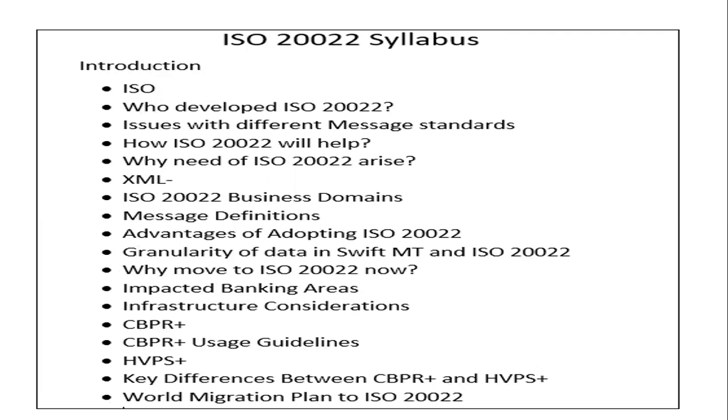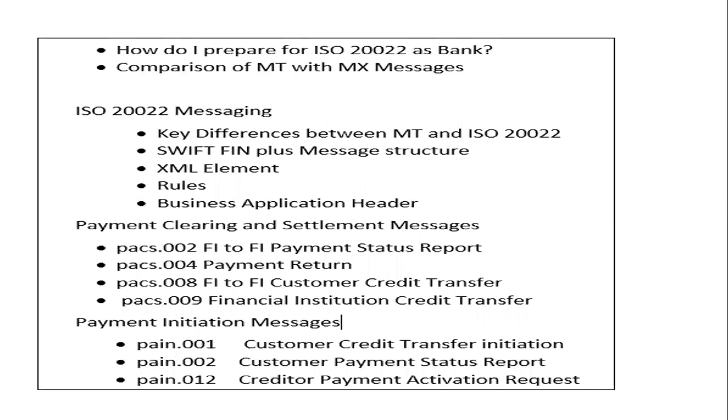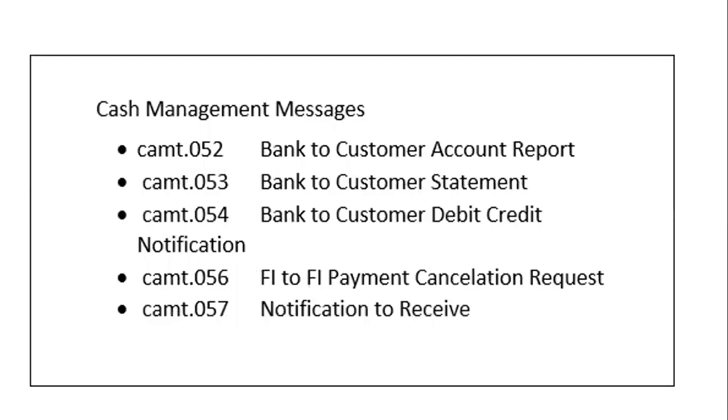So this syllabus will give a good enough idea. And then after that, in terms of Swift, how Swift is helping the banks to migrate into ISO 2022, what are the tools and help which they are providing, how Swift Transaction Manager is helping them, and a lot more information. And then channels, how it will be integrated. And then finally, we'll be moving into ISO 2022 messaging, which will cover PACS, PAIN, and cash management.